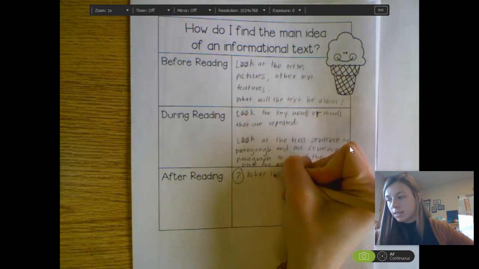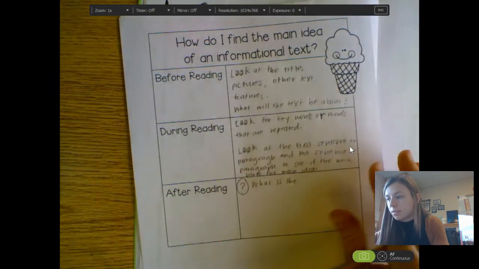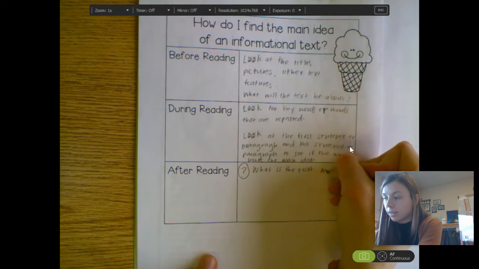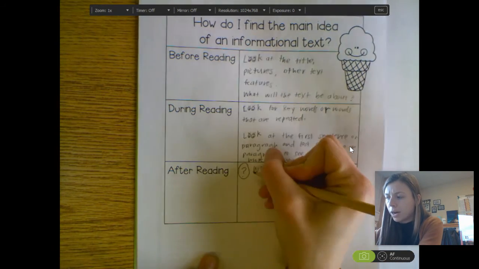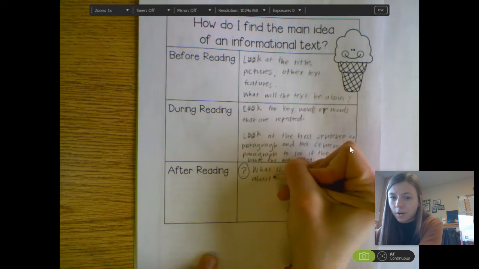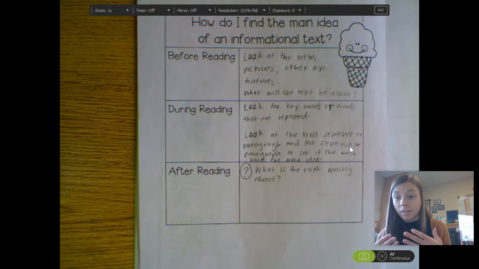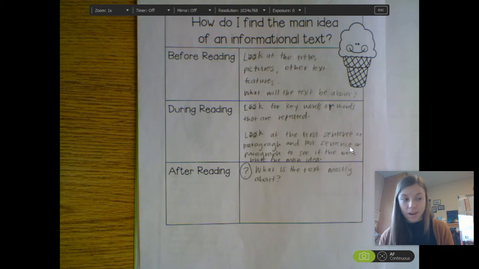What is the text mostly about? Now, I bet you could answer this. It was mostly about Sacagawea. It was about her life and what she did to help other people, right?